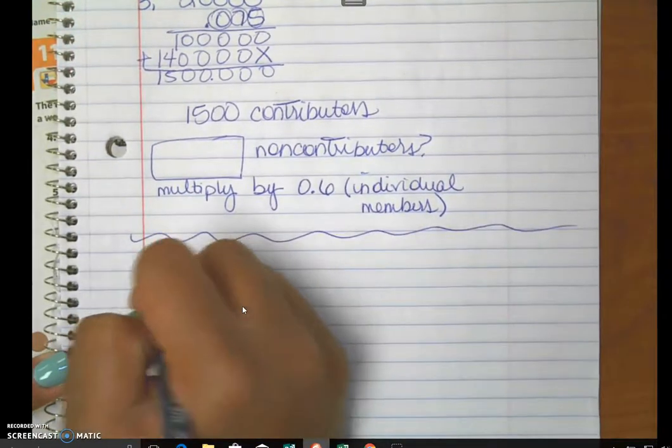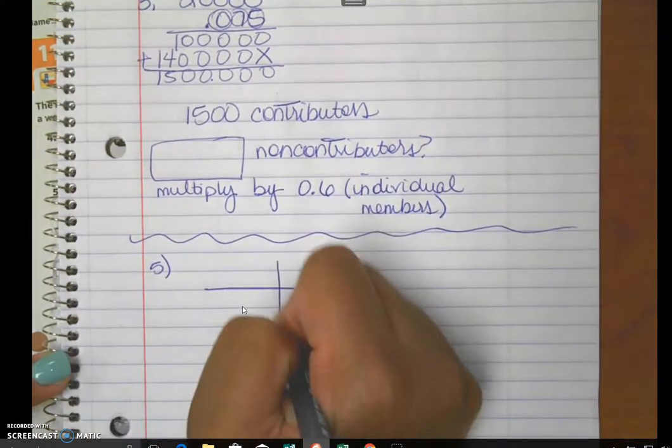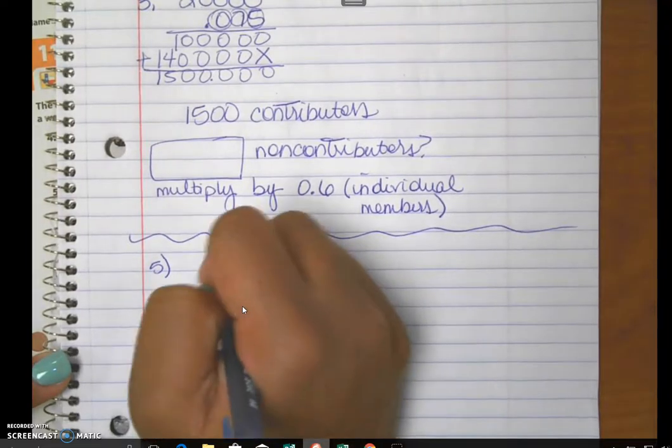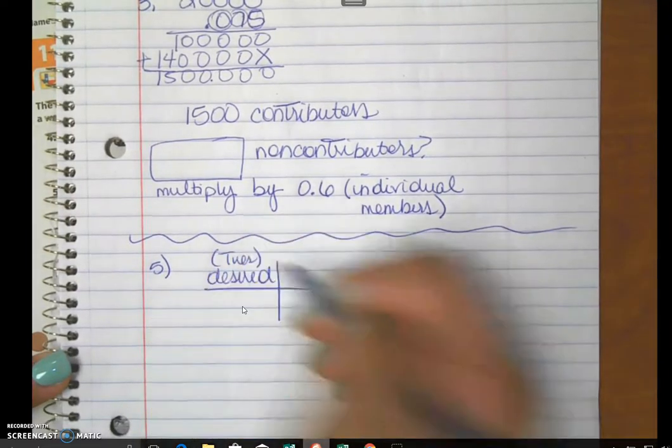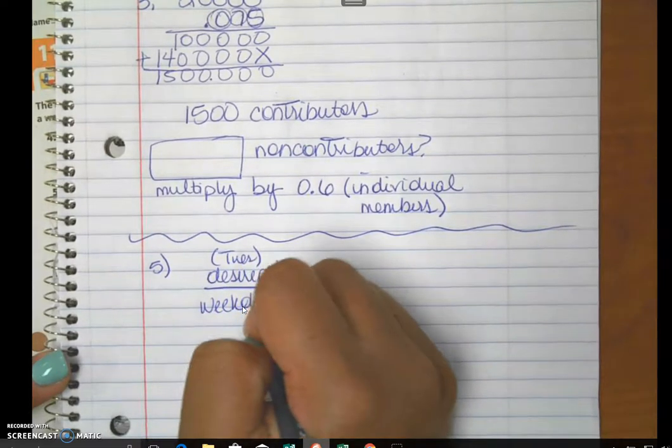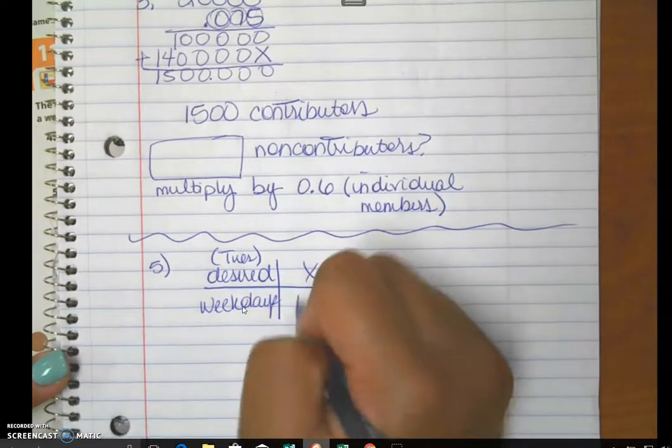So question number 5. Desired, which was Tuesday, out of the weekdays, X over 100.